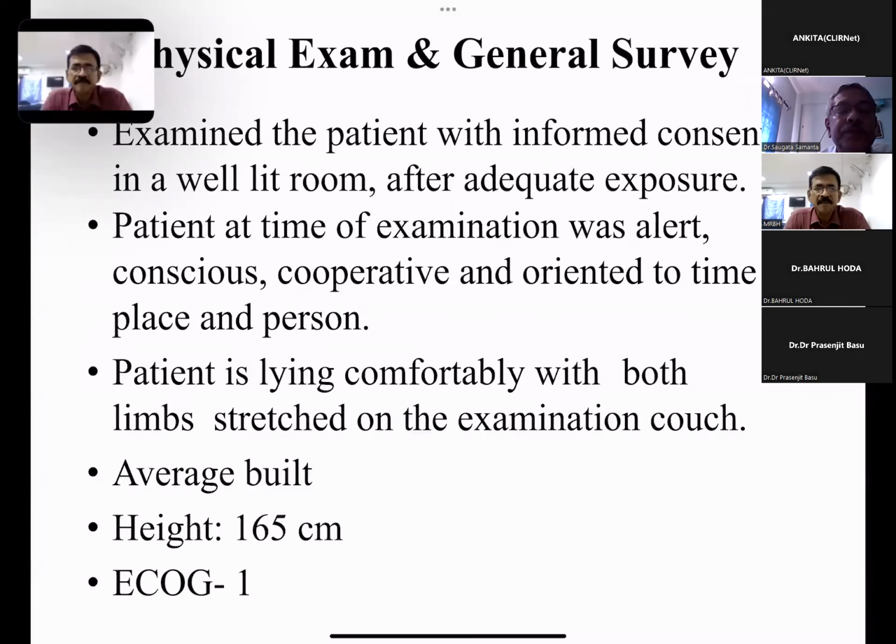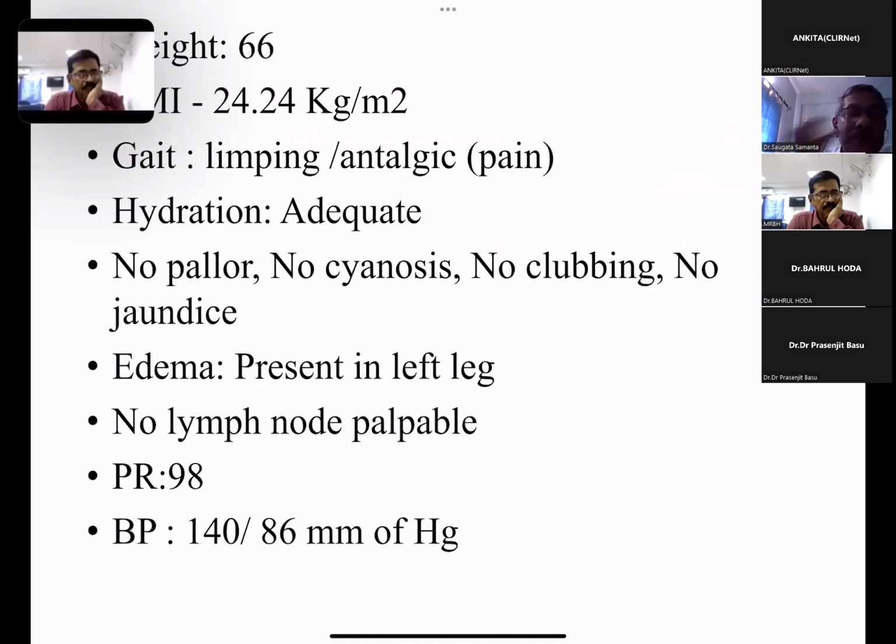I have examined the patient after informed consent in a well-lit room after adequate exposure. Patient at the time of examination was alert, conscious, cooperative, and oriented to time, place, and person. Patient is lying comfortably with both limbs stretched on the examination couch. Patient is of average build. Height is 165 centimeter. ECOG score of 1. Weight of 66 kg. BMI is 24.24 kg per meter square. And he has got limping gait.